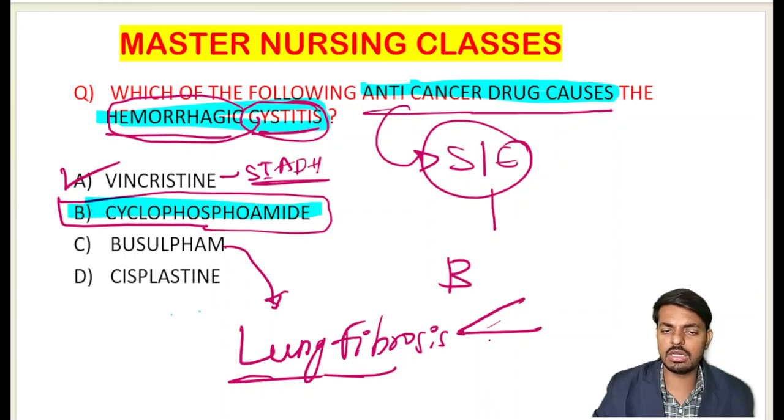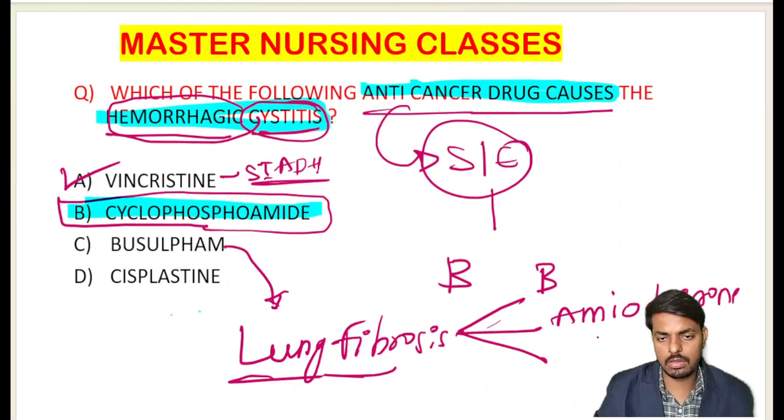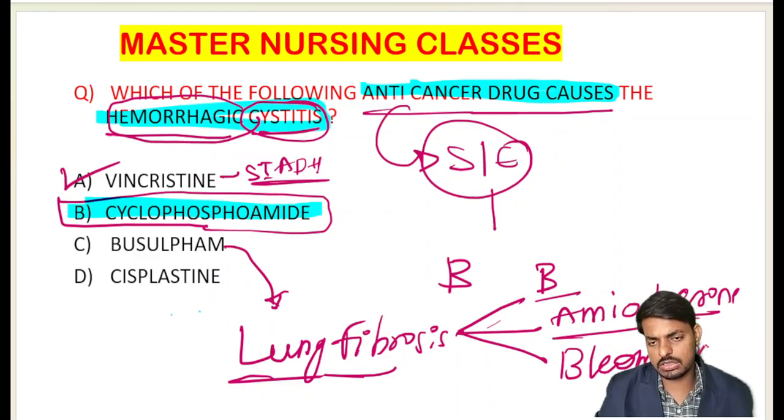So all three drugs may be repeatedly asked in the exam related to lung fibrosis: busulfan, amiodarone, and bleomycin. These three drugs repeatedly cause lung fibrosis when the patient takes them.